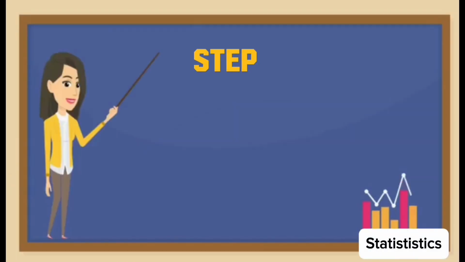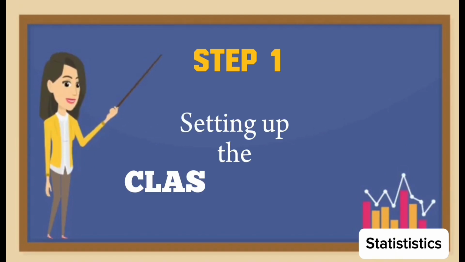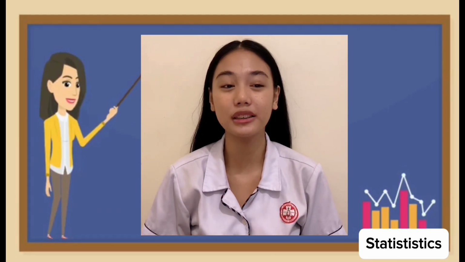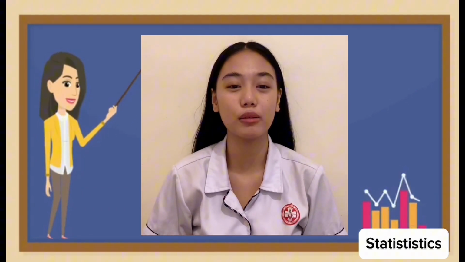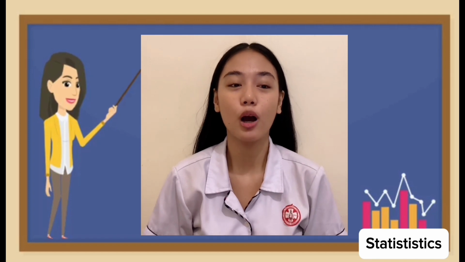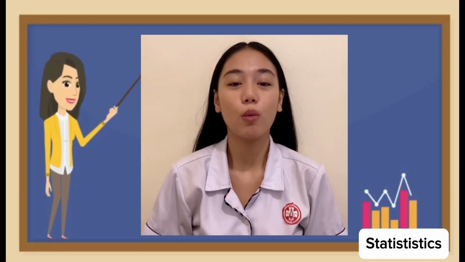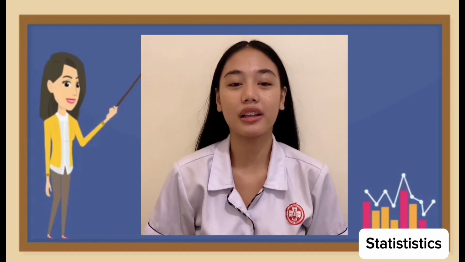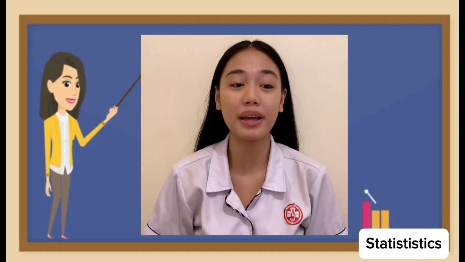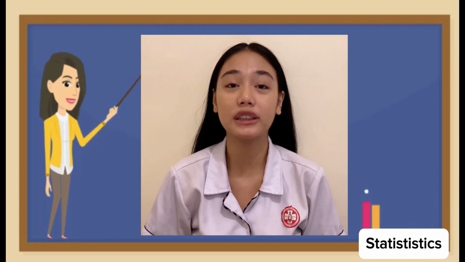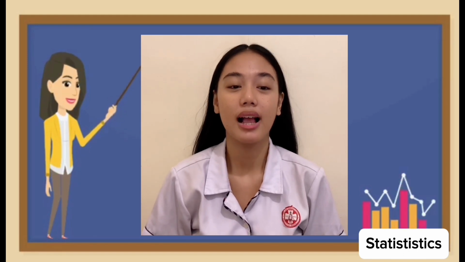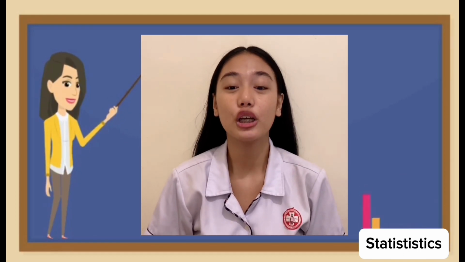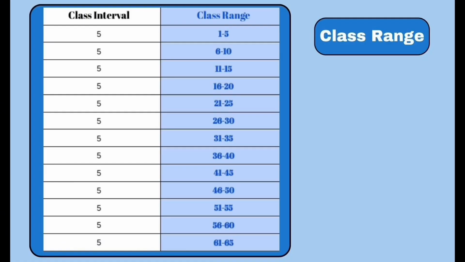Step 1. Setting up the class range. When creating a class range, we can specify the interval to use. In our given set of data, we will use the interval 5, which is one of the most commonly used intervals in frequency tables. The class range of our data is determined by the number of items in the mathematics first performance assessment, which is 65. Let us now create our class range using 5 intervals.